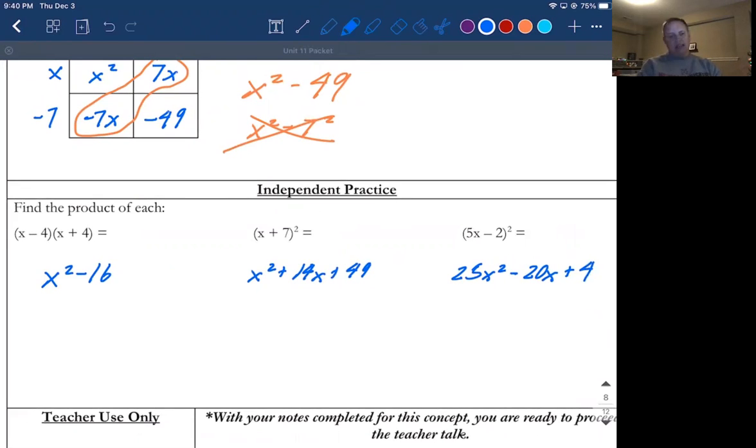When we get to the teacher talk on this, I want to make sure when you meet with us that you can use either FOIL or the box method, and you can start working on the practice on this. Once you get the hang of it, hey, it is kind of fun.